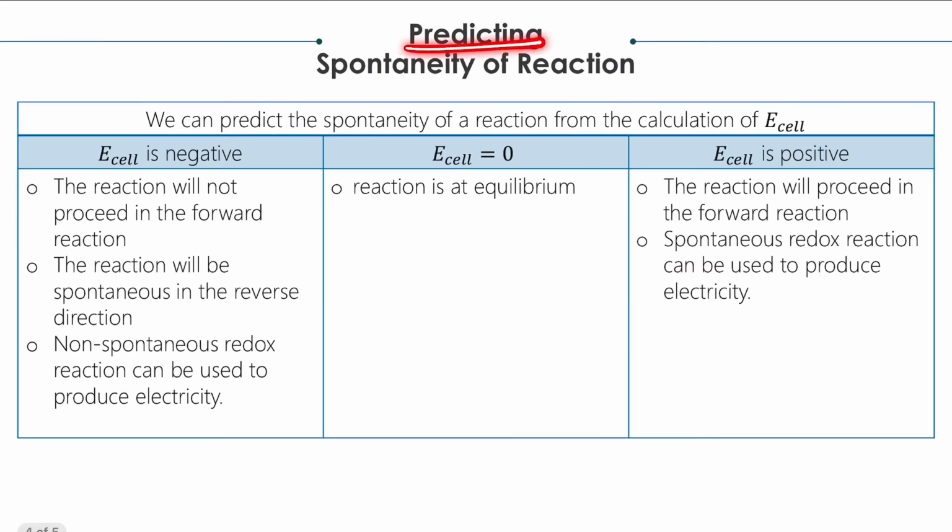Next, let's take a look at how we can predict the spontaneity of a reaction. When E cell is negative, the reaction will not proceed in the forward direction. The reaction will be spontaneous only in the reverse direction. This is a non-spontaneous redox reaction and cannot be used to produce electricity. When E cell is equal to zero, the reaction is at equilibrium, but when E cell is positive, the reaction will proceed in the forward direction, and a spontaneous redox reaction can be used to produce electricity.